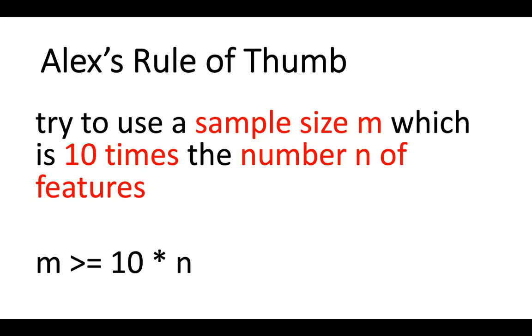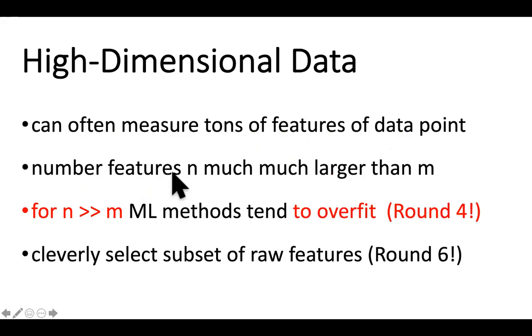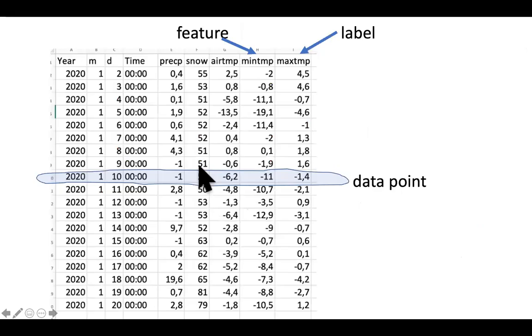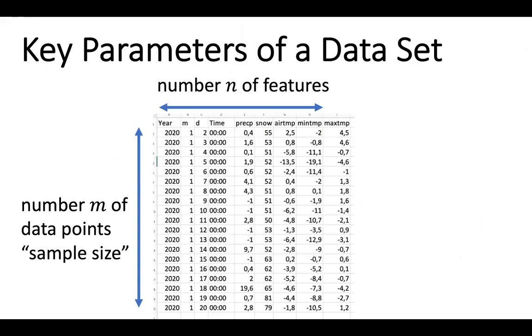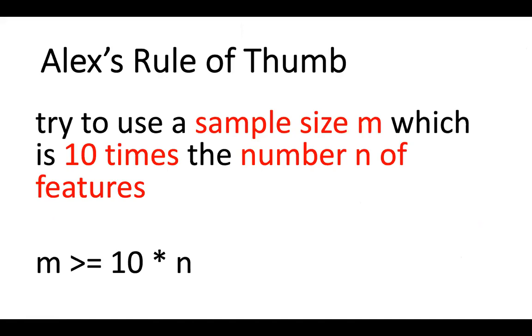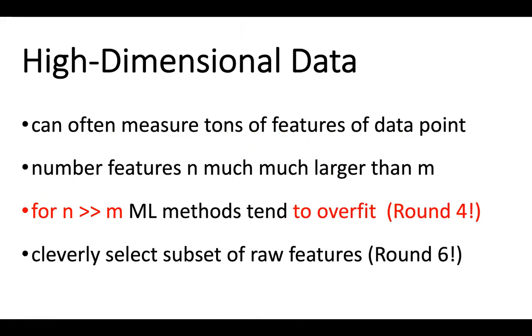So if the sample size is less than the number of features, when you use standard machine learning methods without any specific tuning, you will fail, and you will fail gloriously. Because when you have too few data points or too many features, you run the risk of overfitting. But we will talk about overfitting in round four in more detail. I just want to point out that it's always good to be clear about these two parameters of a data set: the number of data points, the sample size, and the number N of features. These two are very important numbers that characterize a data set. They can tell you already a lot about what methods you should use, or what could be the risks when applying machine learning.